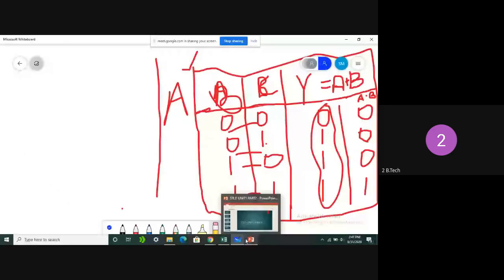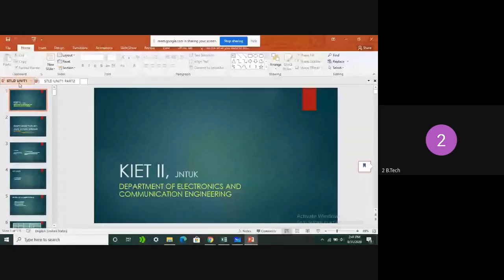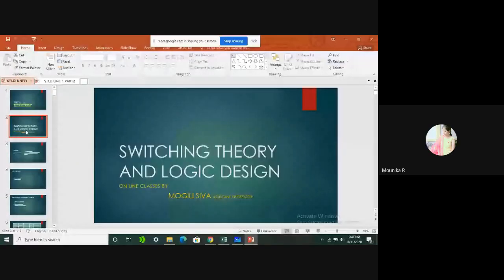So now we can see what are the different logics that we can perform on digital signals. Just now we have seen three basic logics. What are they? AND, NOT, and OR.